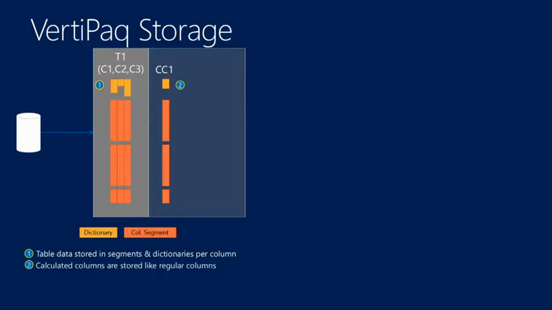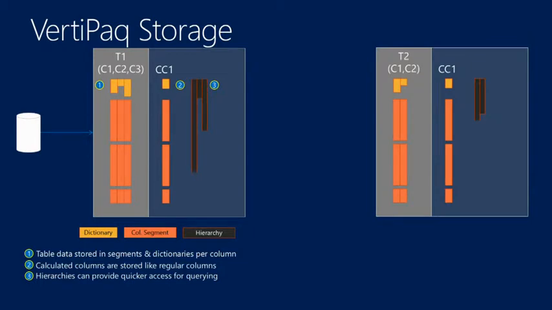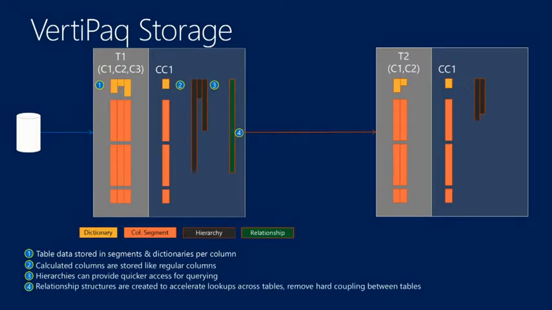So then you have calculated columns, which are part of the tabular model. Those get processed along with hierarchies. And similarly, you have a different table T2 that gets processed. And one of the questions the gentleman asked was about relationships. So the relationships get imported, and those get processed as well.